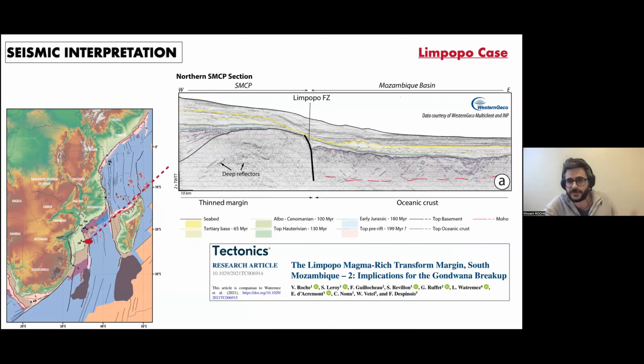Now we go further south toward the plume just there, and we see the first section, which is again east-west, sorry, so it cross-cuts the entire section.